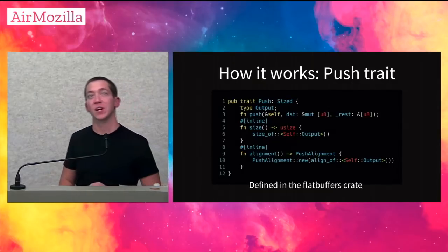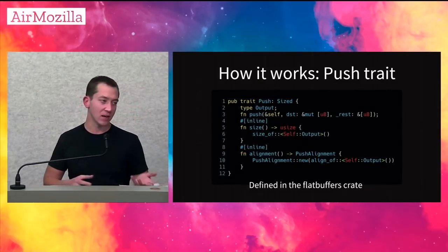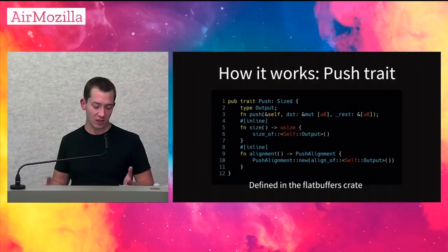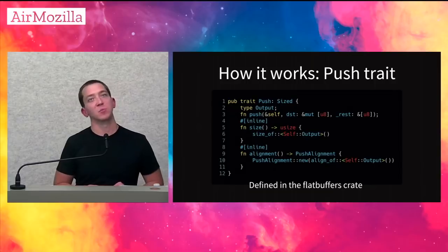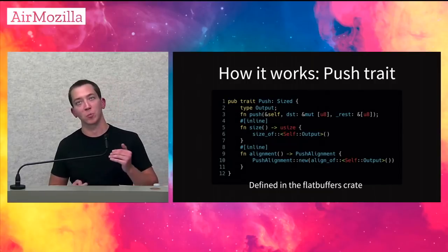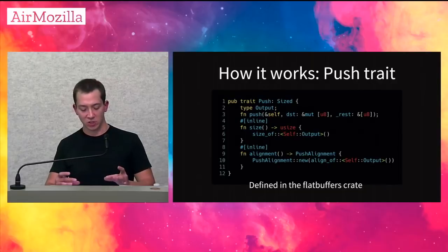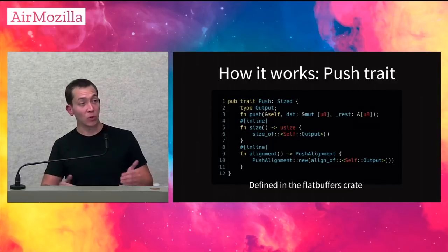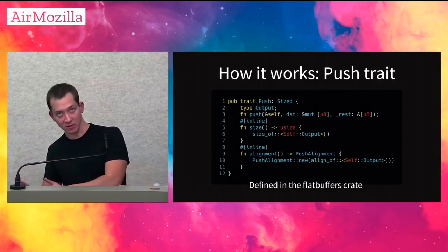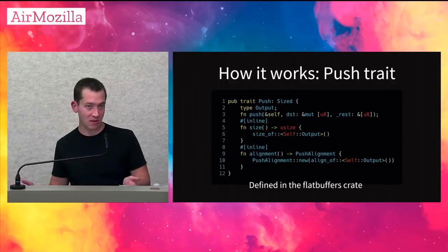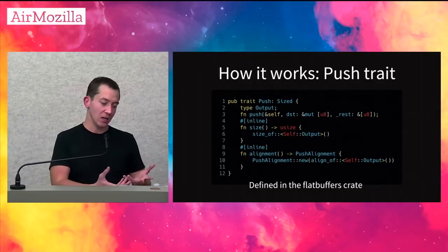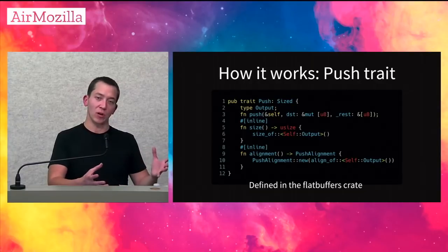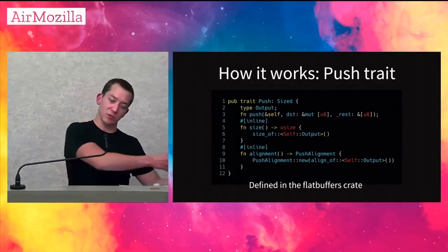Okay, cool. All right, second trait, Push trait. This is the write dual of the Follow trait. And so this is a little more complicated, but the thing that's important is on line 3, we have a function called push, and it is the function where a type that implements it will know how to write itself into a buffer. And then there are other things about sizing, alignment. And so this is a way for a type to sort of export everything that is needed to write itself to a buffer.